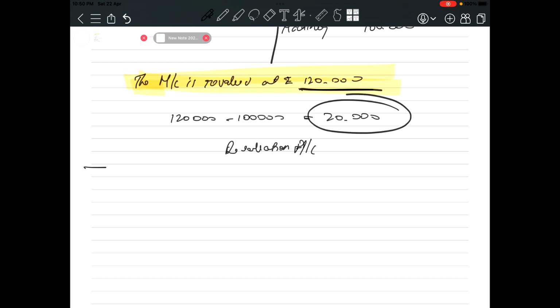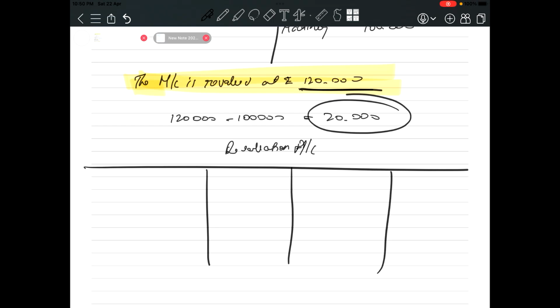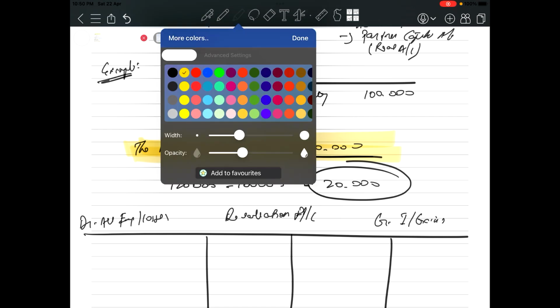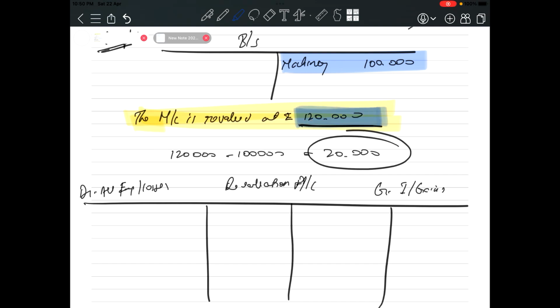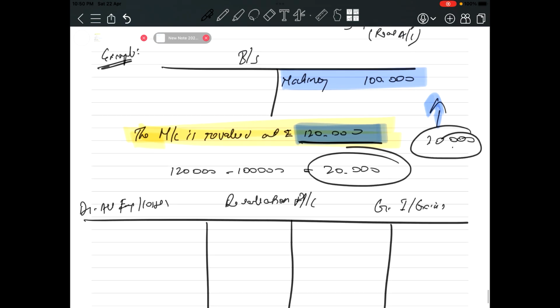Once you know the rule, you don't have to think about anything. We know that revaluation is a nominal account, so debit all expenses and losses, and all the gains will be transferred to the credit side. The value of the machinery was 1 lakh and the revalued value is 1,20,000, so it has increased by 20,000. Is this a gain or loss for us? This is a gain for us, as the value of the machinery has increased.